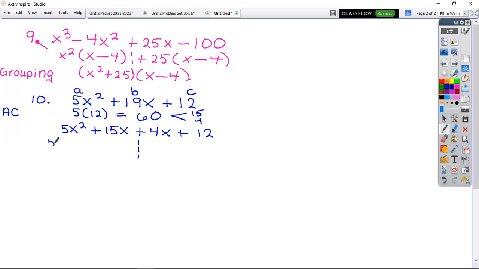Left side, I'm going to take out a 5x. I am left with x plus 3. Other side, I take out a 4. And I'm left with x plus 3. Remember, those have to repeat. If they don't repeat, then you have some sort of error in your question. So my end result becomes 5x plus 4 and x plus 3. Okay. There's how we found the AC method.